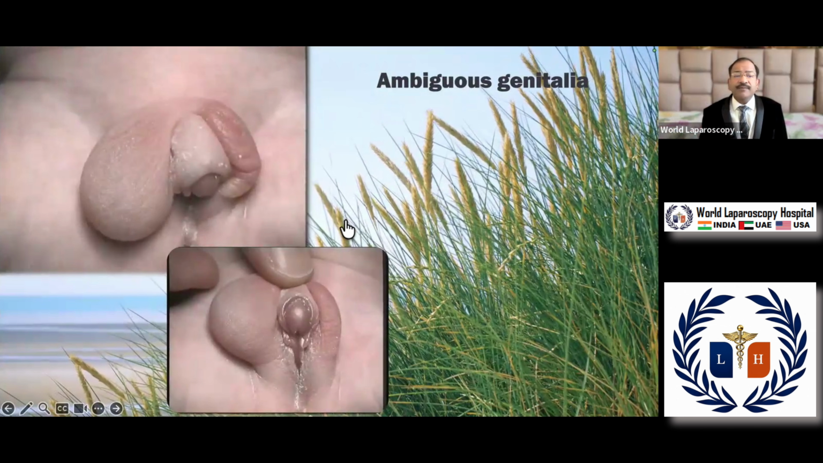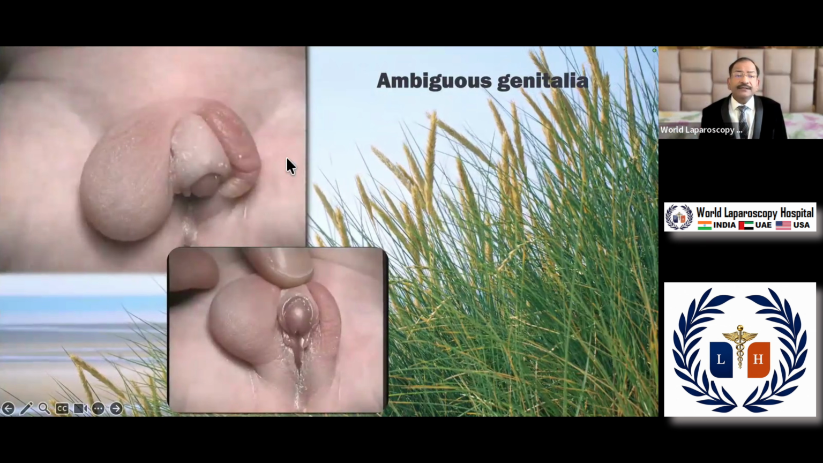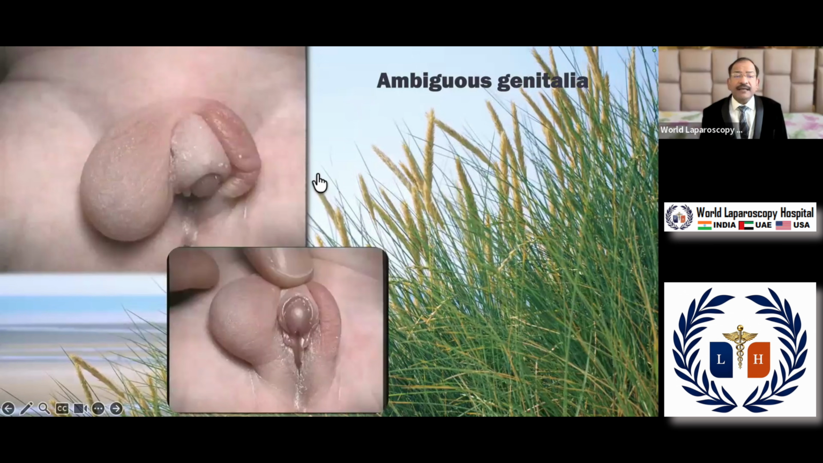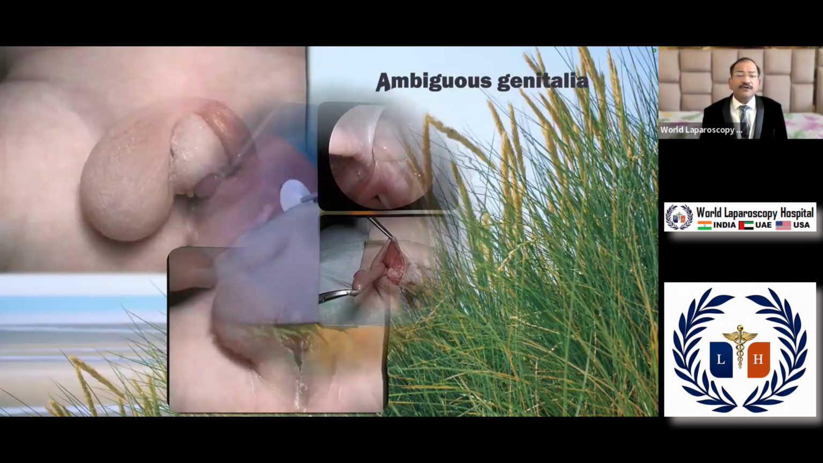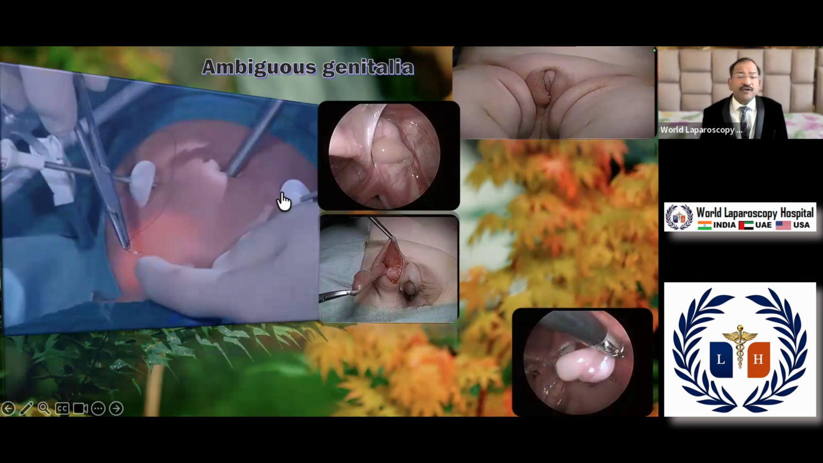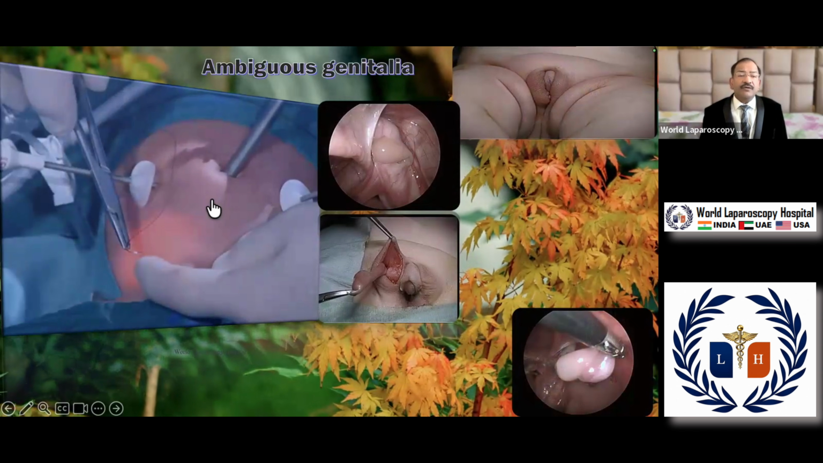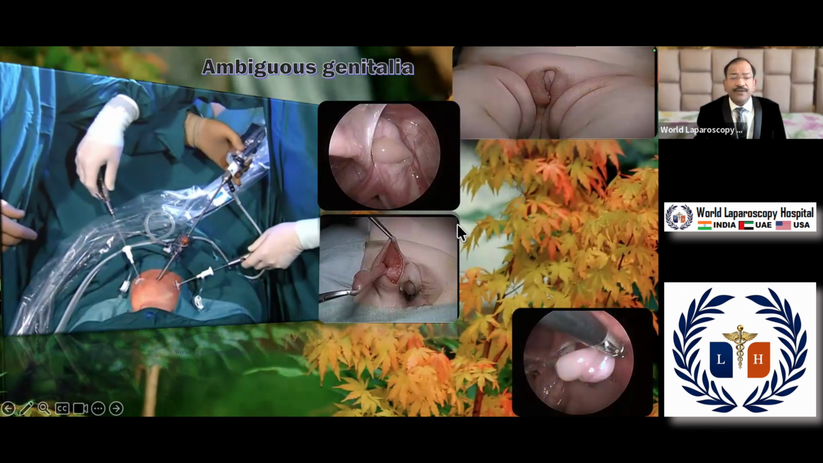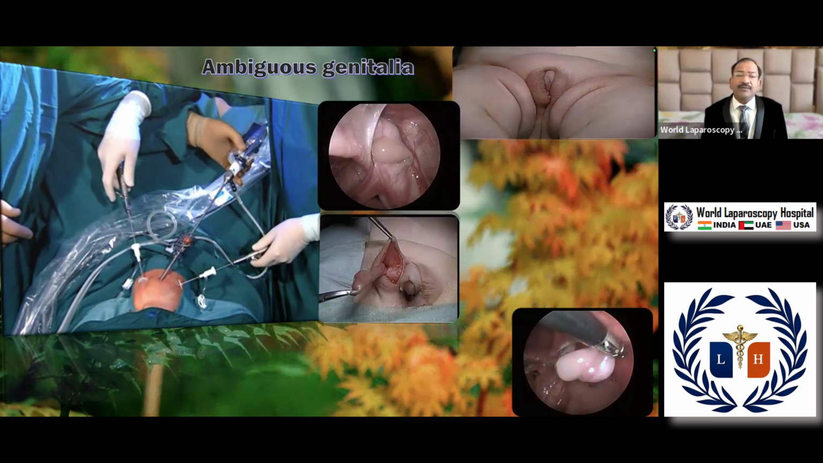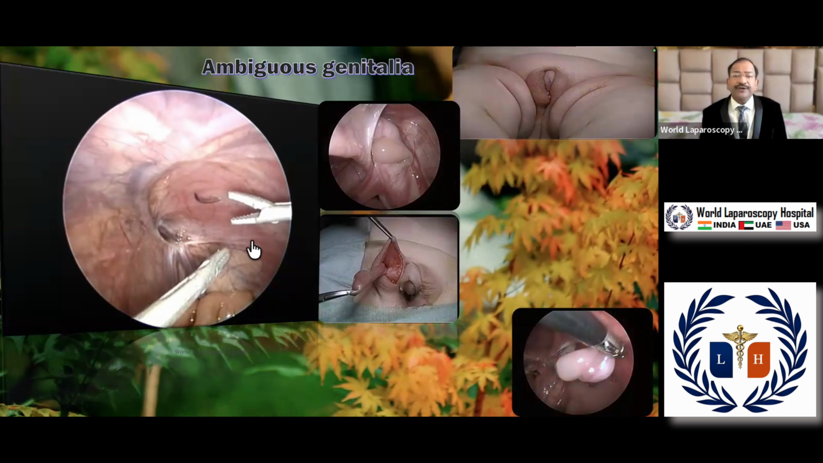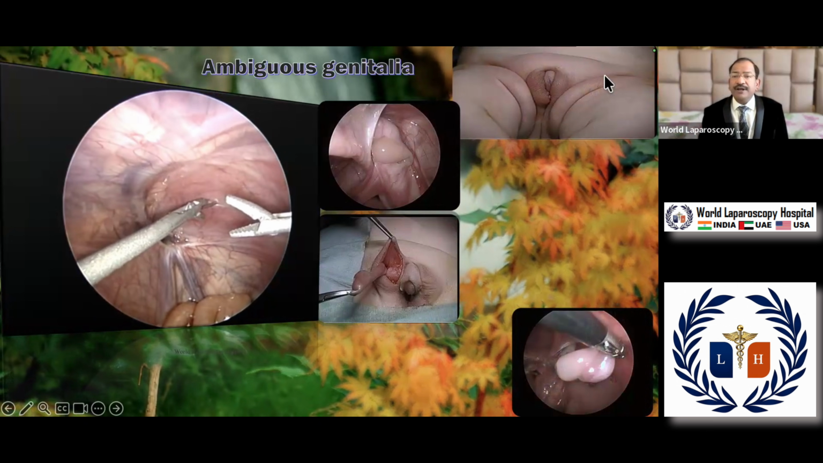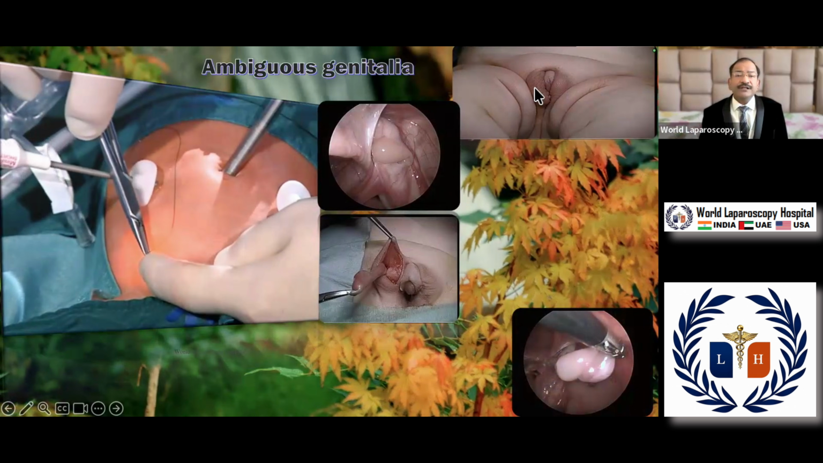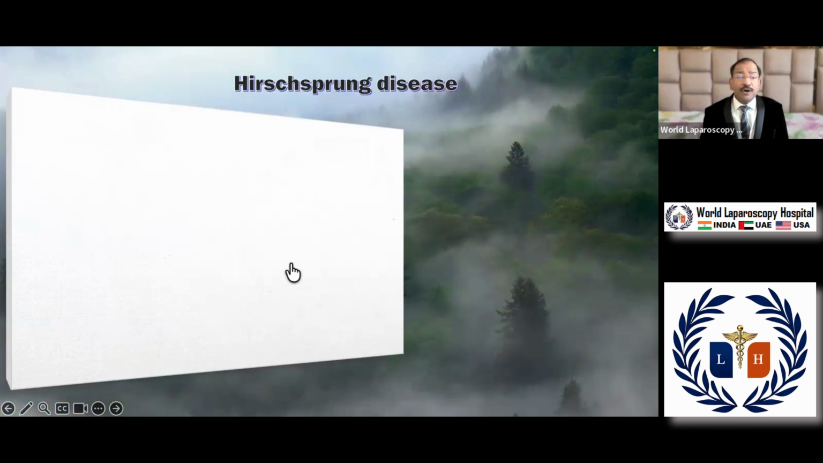Like this is a case of ambiguous genitalia. This child looked like a male child, but actually she is female. Once the diagnostic laparoscopy was performed, then the inside uterus was found, the inside ovary was found. If you want to put a needle inside, percutaneously you can drop the needle and then you can perform. You can see that after fixing the tube and ovary, she is now looking like a female child. So, for ambiguous genitalia, laparoscopy is the gold standard.